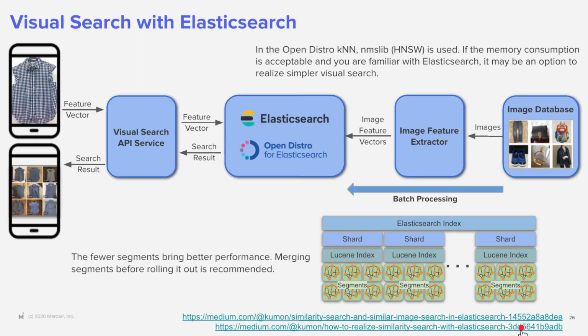One option is using Elasticsearch. Elasticsearch is originally a full text search engine. Open Distro enables similarity search on Elasticsearch. Internally, NMSlib is used. If the memory consumption is acceptable, because NMSlib HNSW stores the original vectors in the index, and if you are familiar with Elasticsearch, it may be an option to realize a simpler visual search system.